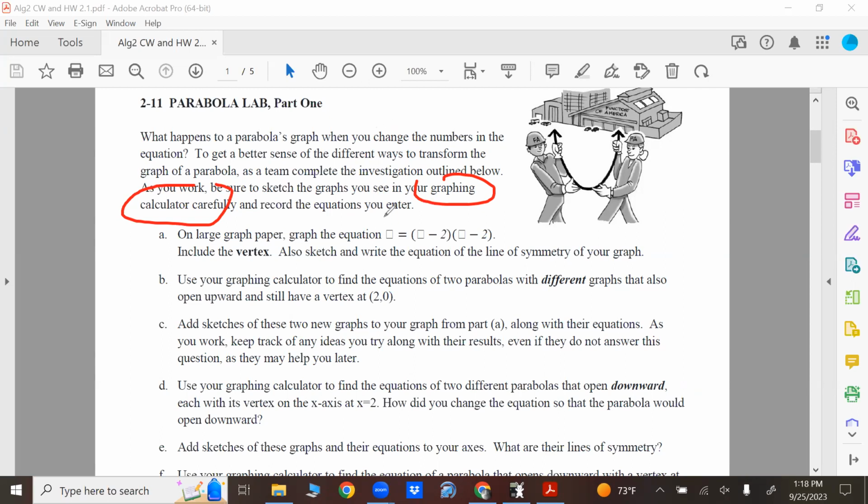So we're going to graph the following. We're not going to do this on graph paper. We're just going to do it on the graphing calculator instead. So forget about the large graph paper. So we'll say y equals (x minus 2) times (x minus 2), which, by the way, is (x minus 2) squared.